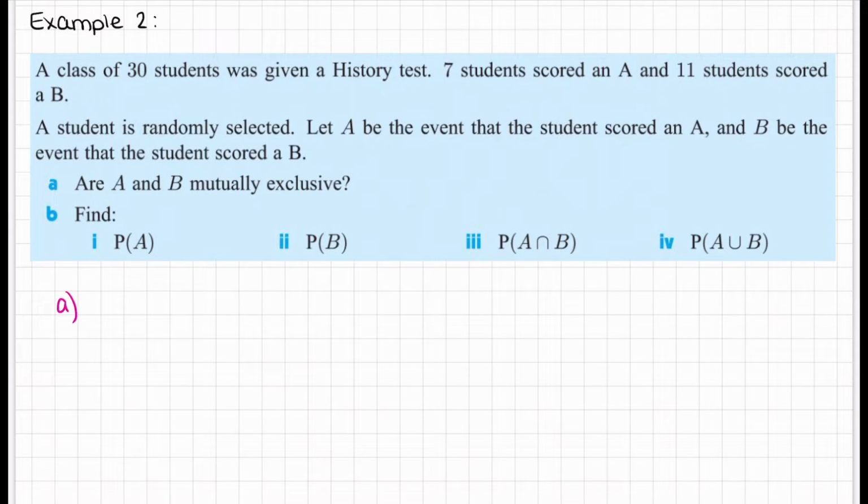So mutually exclusive, remember, means we cannot have both events happening at the same time. So have a think about it. Can a student get an A and a B on the same test? And the answer is no. You either get an A or a B. It's not possible to get an A and a B. So yes, they are mutually exclusive.